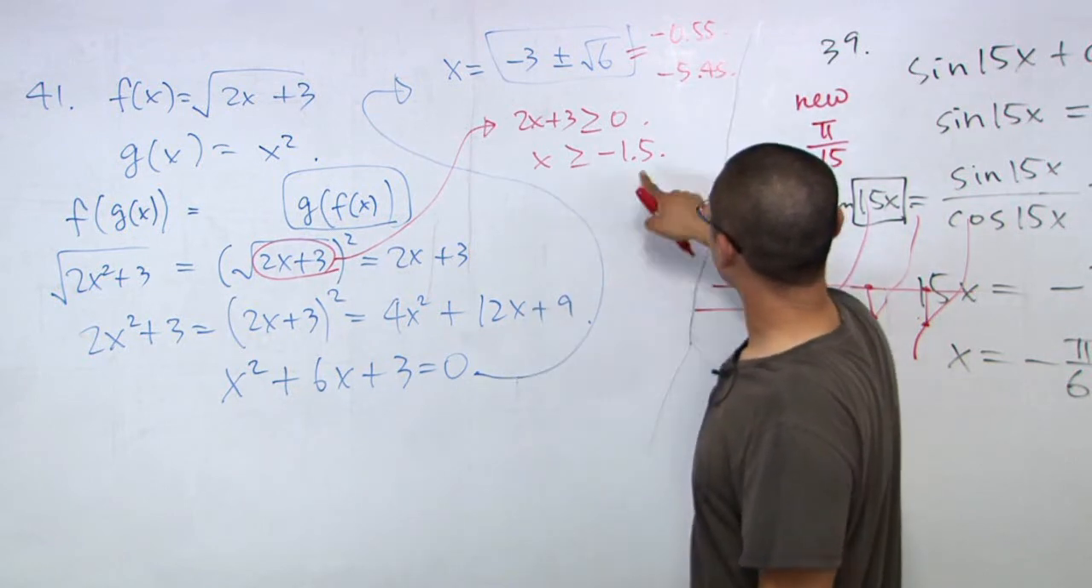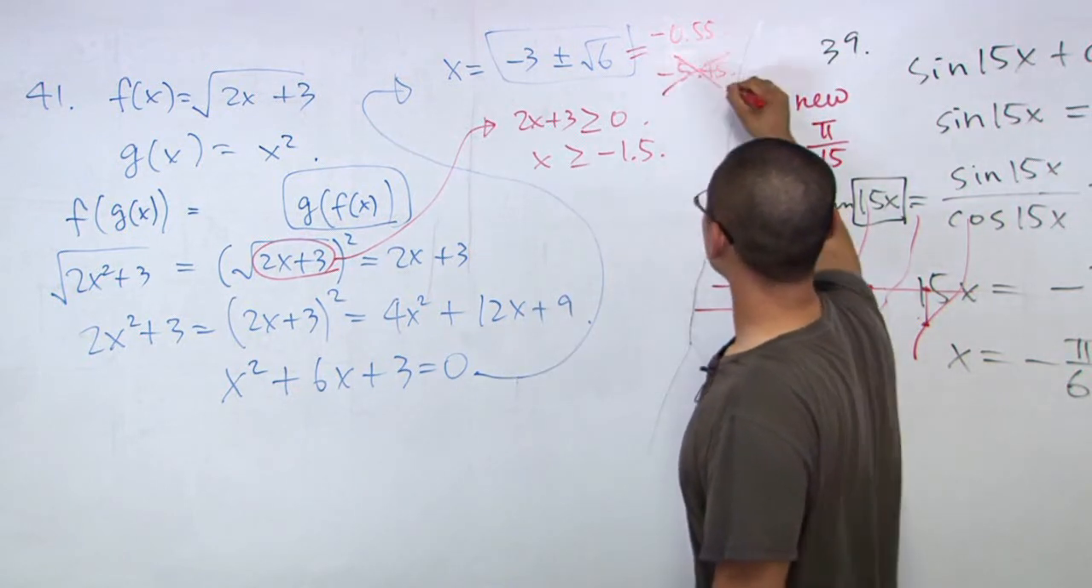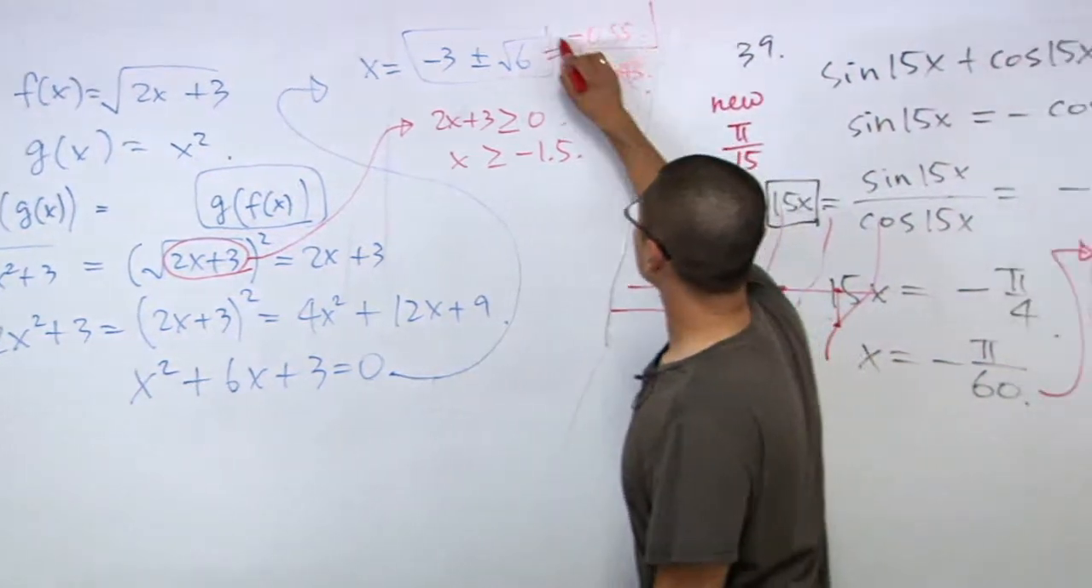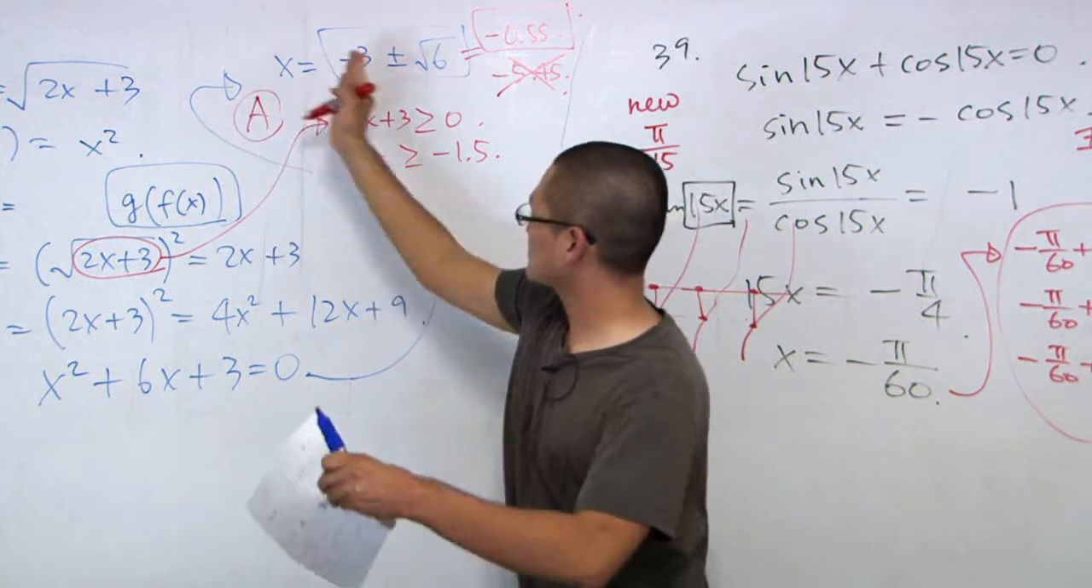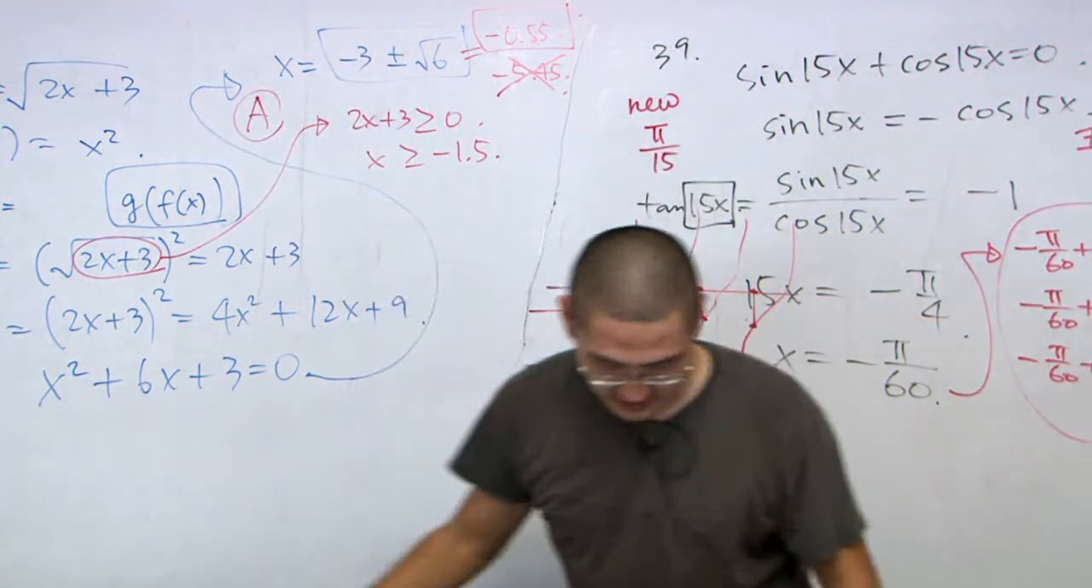And you realize that, hey, this doesn't work, right? So we have to cross that out. This is the only answer that is acceptable, and that shows up in A. So I know this is all crossing each other, but hopefully you guys see the point.